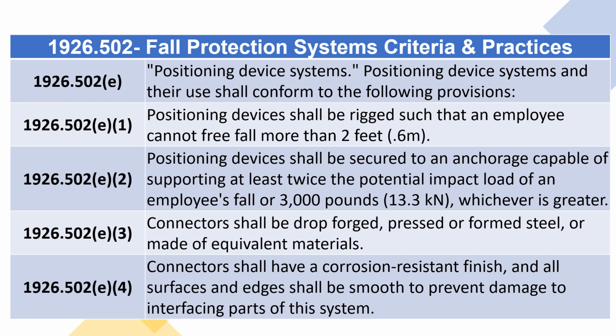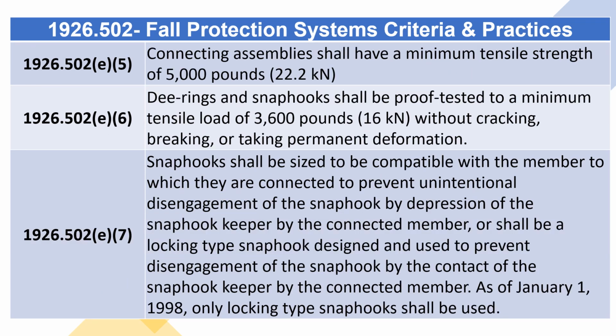1926.502(e)(3) Connectors shall be drop forged, pressed, or formed steel, or made of equivalent materials. 1926.502(e)(4) Connectors shall have a corrosion-resistant finish, and all surfaces and edges shall be smoothed to prevent damage to interfacing parts of this system. 1926.502(e)(5) Connecting assemblies shall have a minimum tensile strength of 5,000 pounds (22.2 kN). 1926.502(e)(6) D-rings and snaphooks shall be proof-tested to a minimum tensile load of 3,600 pounds (16 kN) without cracking, breaking, or taking permanent deformation.